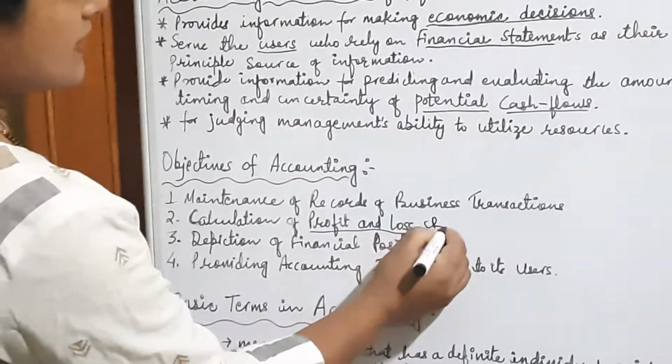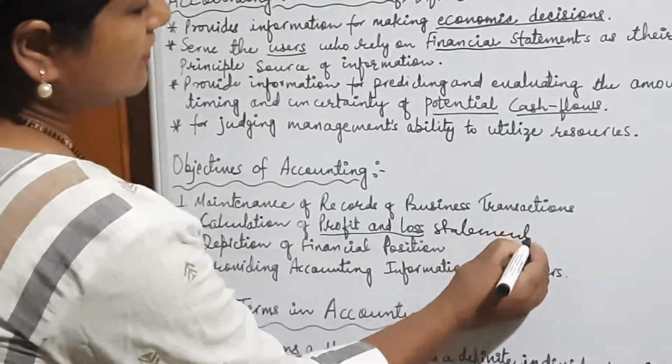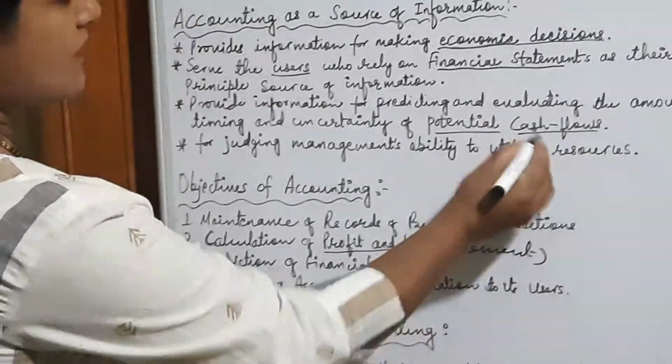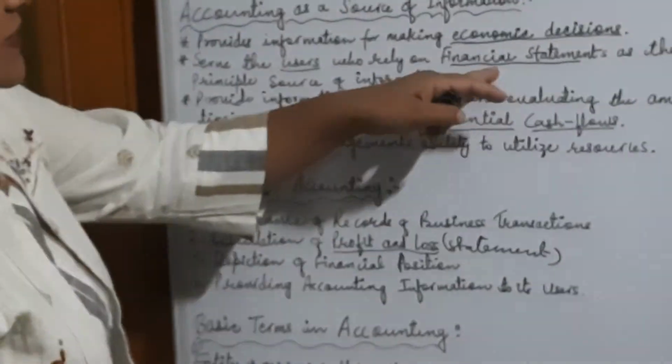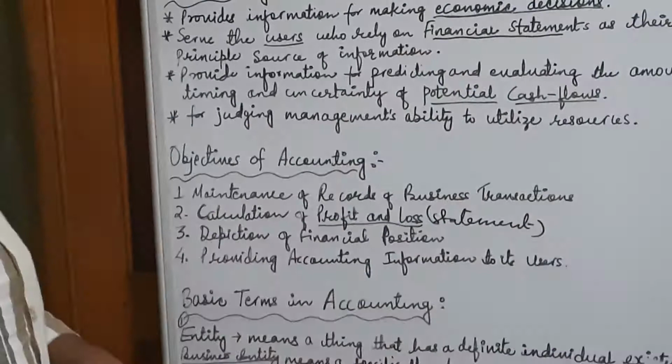This is also one of the statements the accountant has to make after doing the accounting, like the cash flow statement they will make, the profit and loss account they will make. These all come under the head financial statement. You will be learning later on.